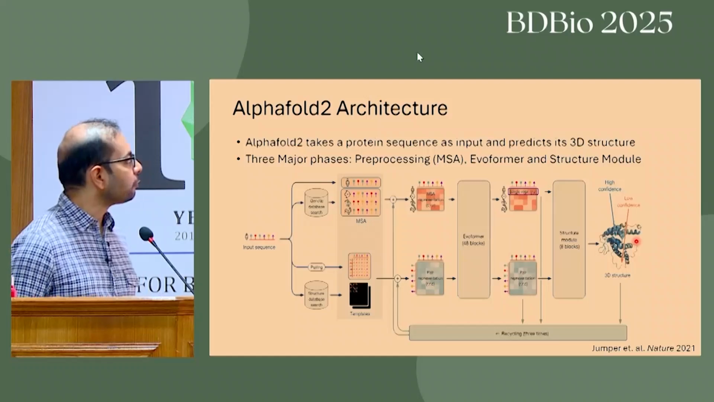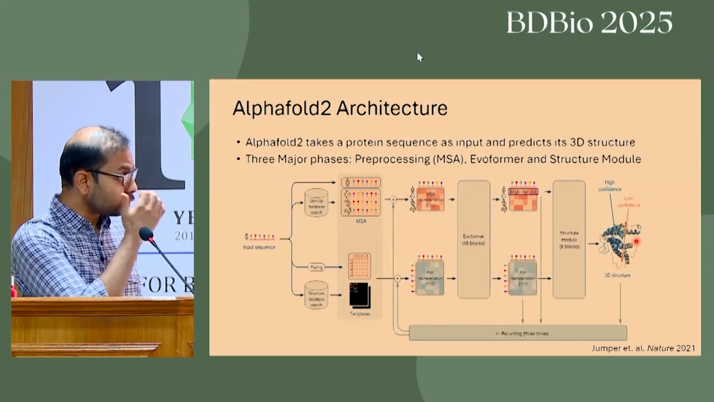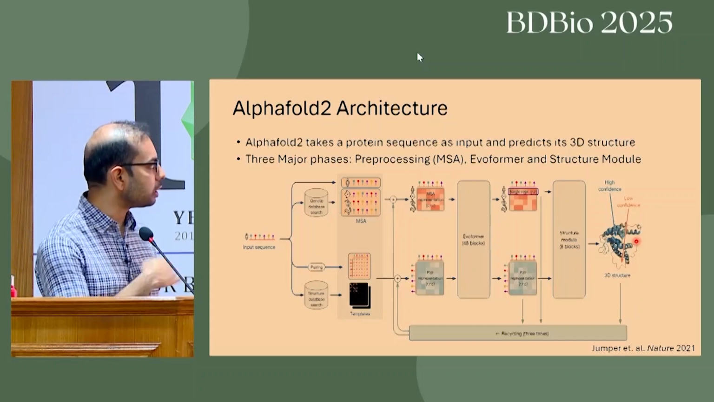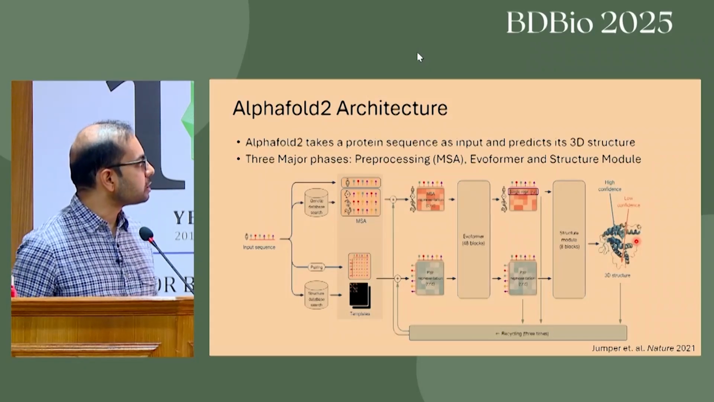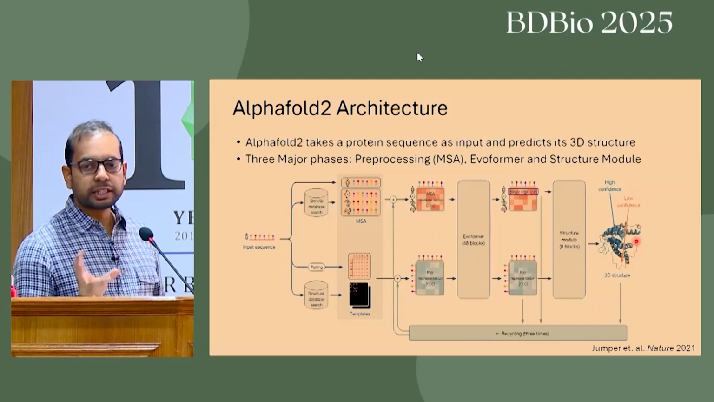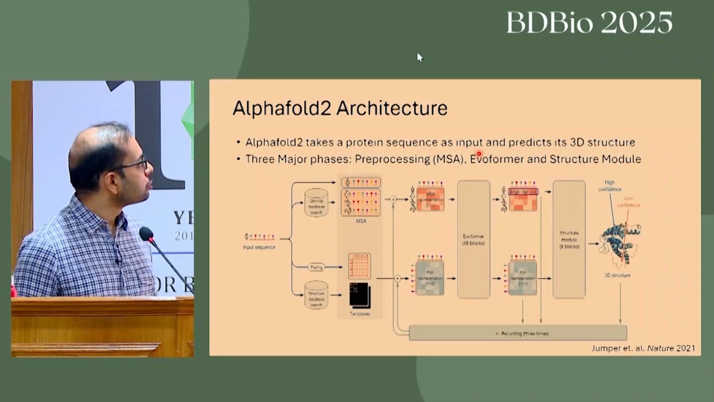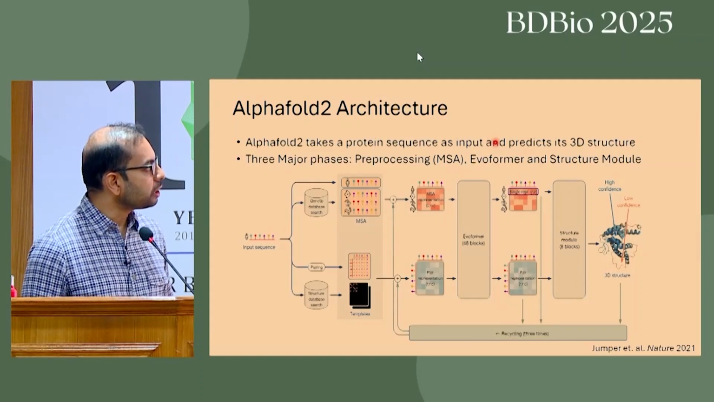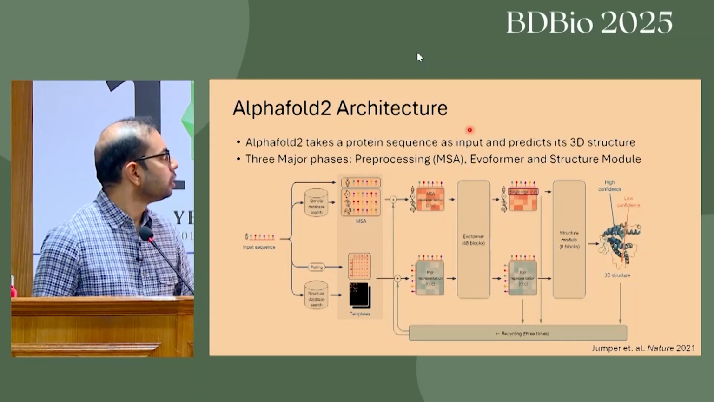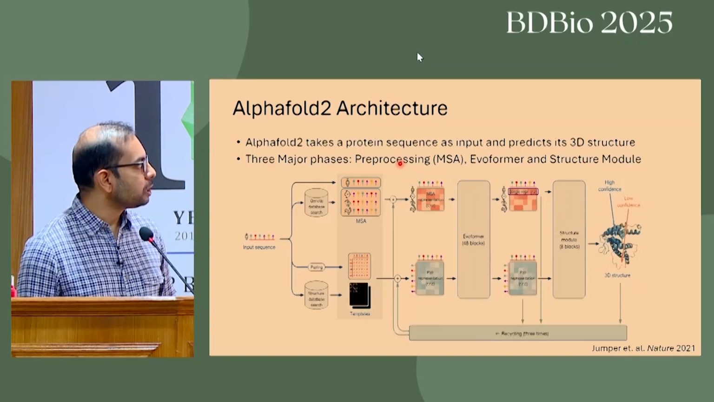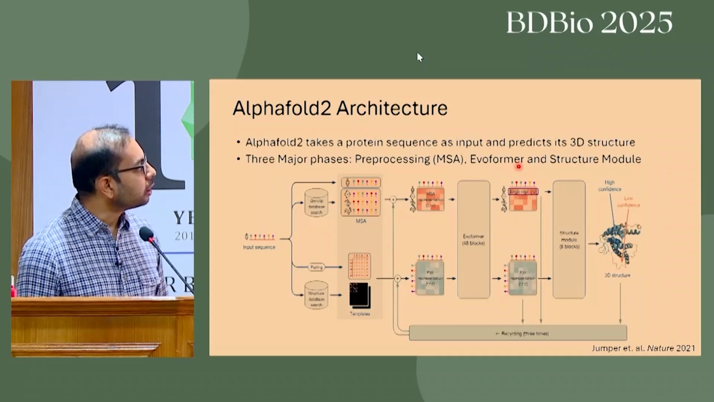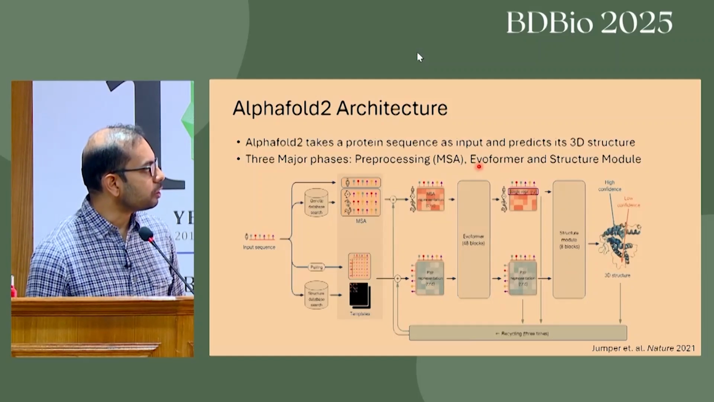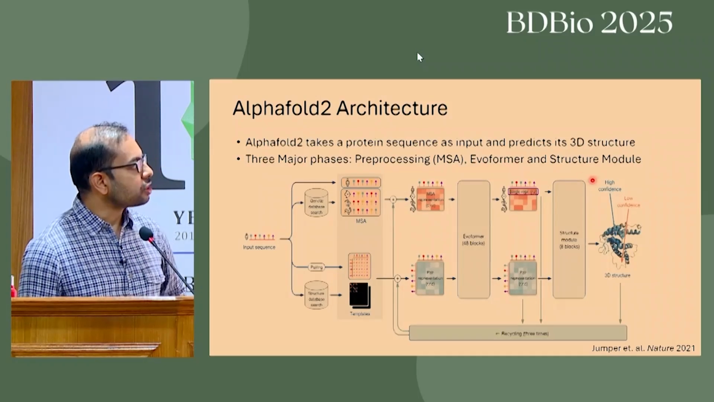So what is the AlphaFold architecture? And this is sort of different from the LLM for DNA architectures which we saw earlier, because it has non-deep learning stages as well. So AlphaFold, what is the problem it's trying to solve? It takes a protein sequence as input and it predicts the 3D structure. There are three major phases: pre-processing, which is non-deep learning, and then we have Evoformer, which is transformer-based, so it stands for evolutionary transformer, and there's a structure module.